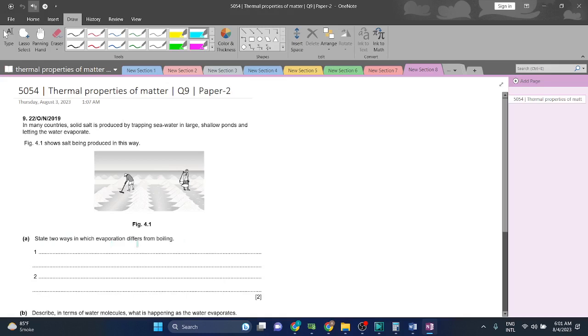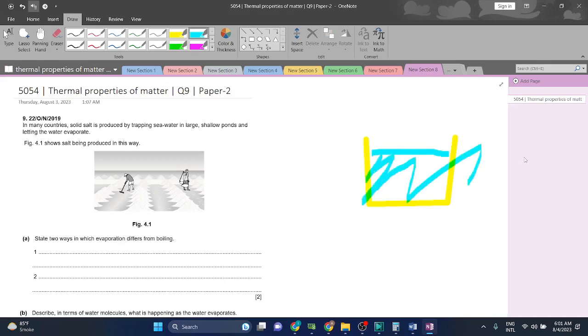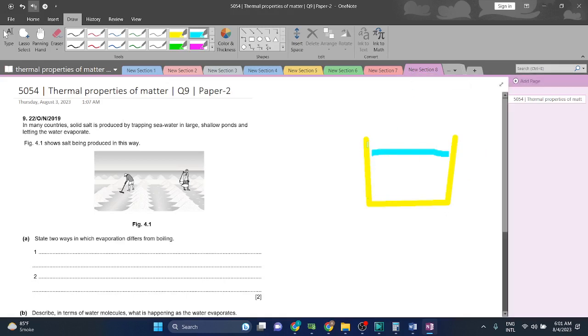First of all, evaporation differs from boiling. For example, this is the body of water. The evaporation will only occur on the surface of the body, while the boiling will occur all over the liquid. But the evaporation will only occur on the surface.